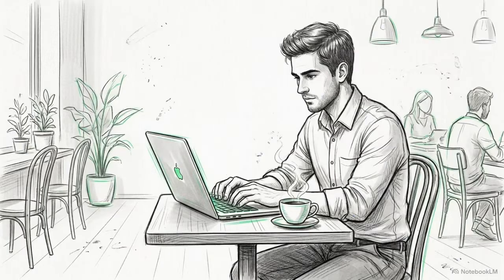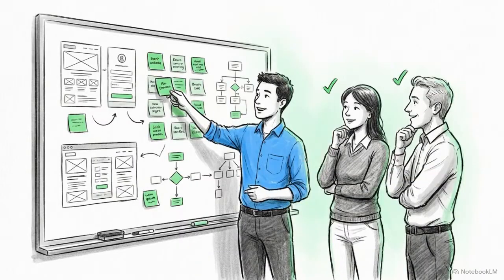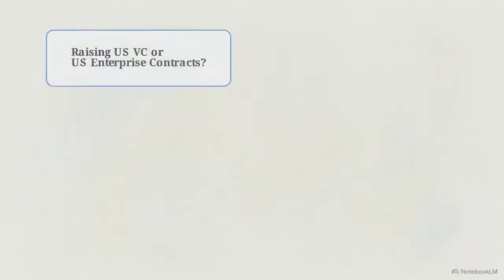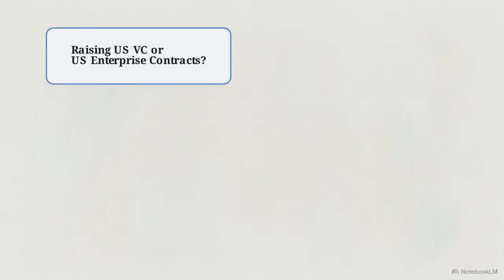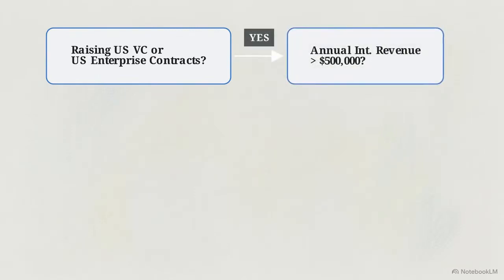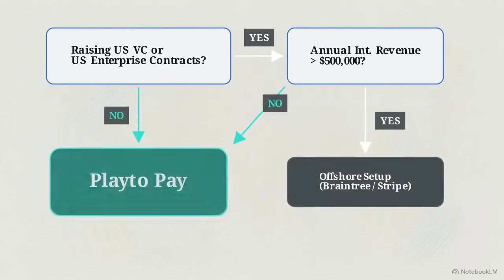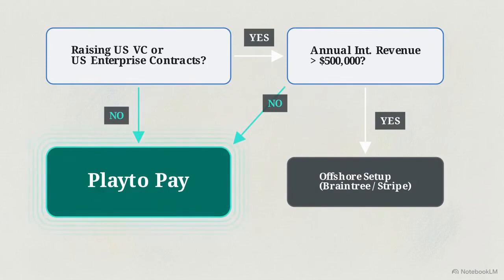But if you are a freelancer, an agency, or a SaaS founder currently operating below that $500,000 threshold, you do not need that structure. This chart maps your decision. Are you raising U.S. venture capital or landing enterprise contracts? If yes, and your revenue exceeds $500,000, the Stripe or Braintree offshore setup is logical. If no, protect your margins. Set up directly with Playto Pay.